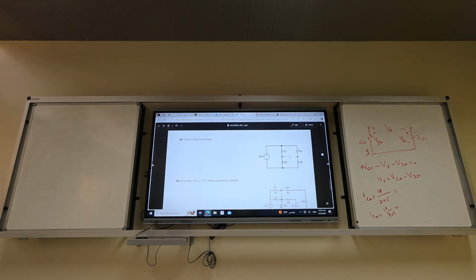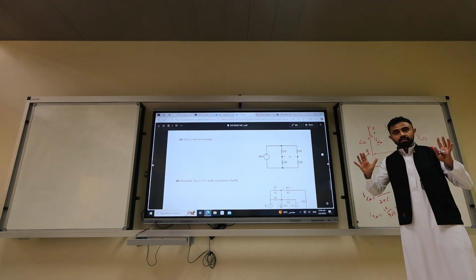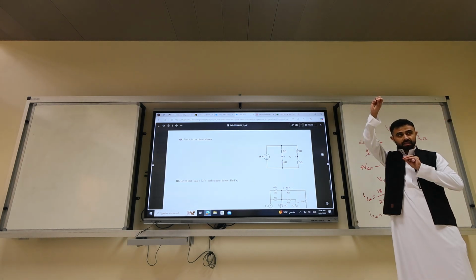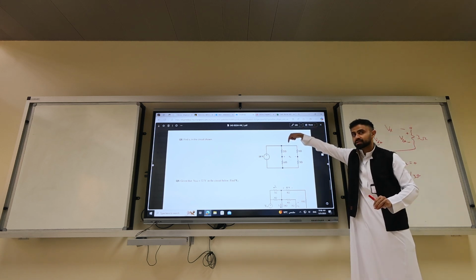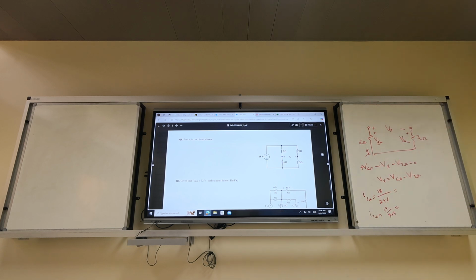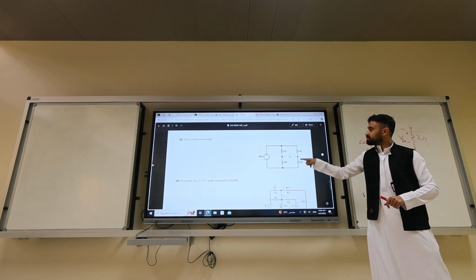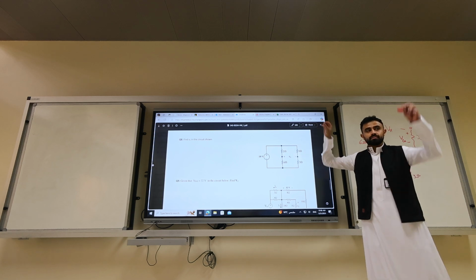What do the signs indicate? I told you, if he doesn't give you a sign, you always put the plus sign on the top, the negative at the bottom. And then you assume a direction that enters the positive. Yes, this is the voltage drop across, this is a fake point.